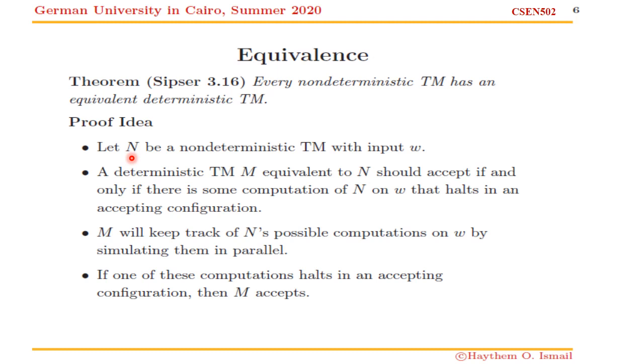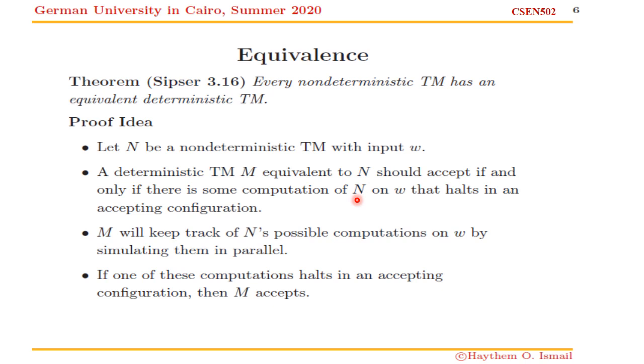Suppose that N is a non-deterministic Turing machine running on some input w. Now, a deterministic Turing machine M, which is equivalent to N, should accept w if and only if there is a computation of N on w that halts in an accepting configuration. That's basically what it is. What do you mean by a computation of N? Meaning a sequence of transitions. All right, remember, because N is non-deterministic, it has several sequences of transitions on the same input string, right? Because with every transition, it has several choices to make.